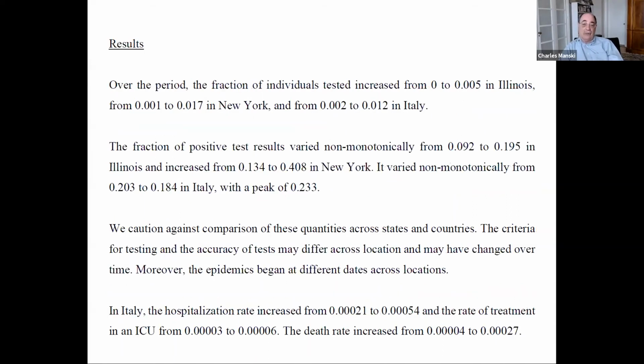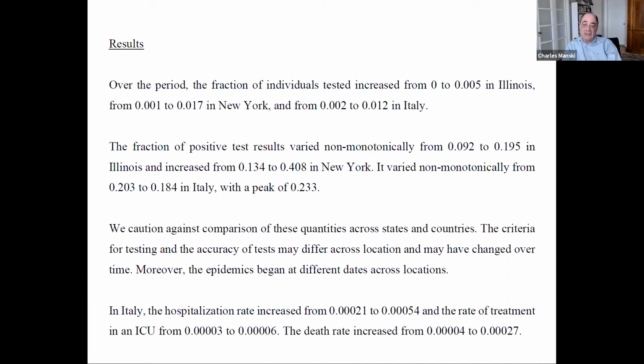Okay, let me go first on the results. First, what's in the raw data, the inferences that we draw from the raw data. Over this period, March 16th to April 6th, the fraction of people tested increased from 0 to 0.5% in Illinois. It increased in New York from just 0.1% to 1.7%, and in Italy from 0.2% to 1.2%. So that just verifies what I said before, that basically it's about 1% of people being tested right now at different locations.